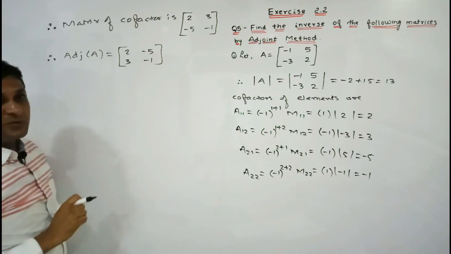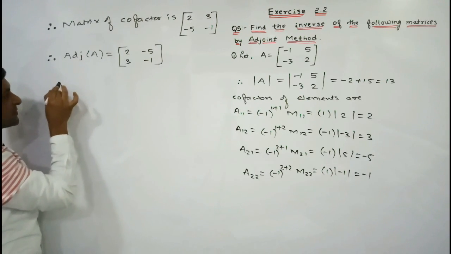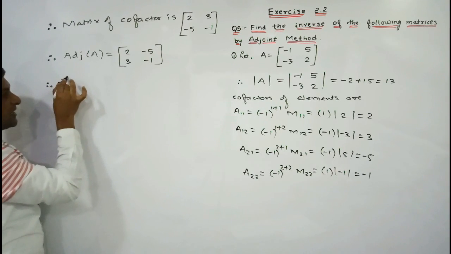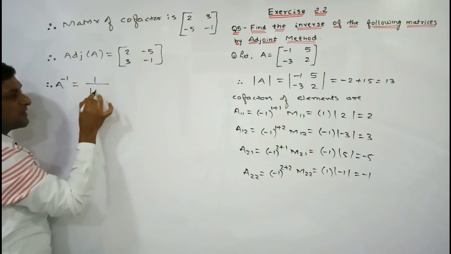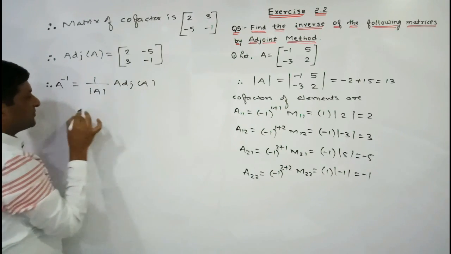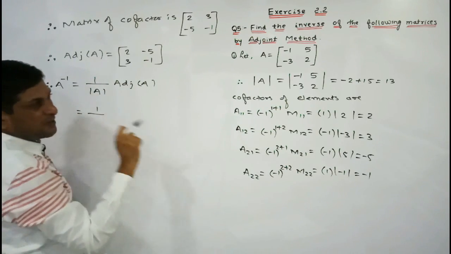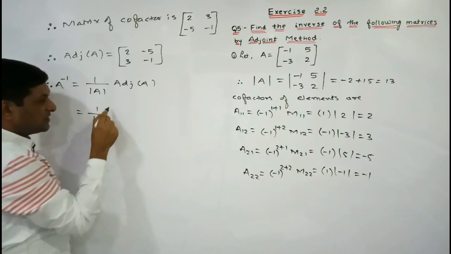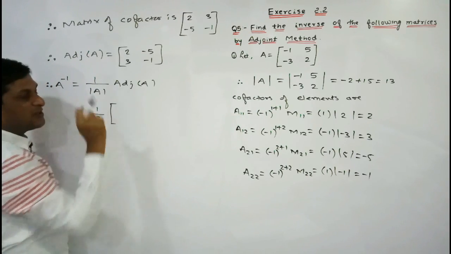Once all these values are known to us, what is the last step? Fifth step is to find out A inverse. And what is the formula to find out A inverse? 1 upon determinant of A into adjoint of A. So which is equal to 1 upon, what is the value of determinant? That is equal to 13, and element of adjoint of a matrix.